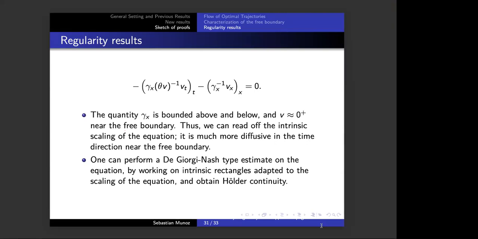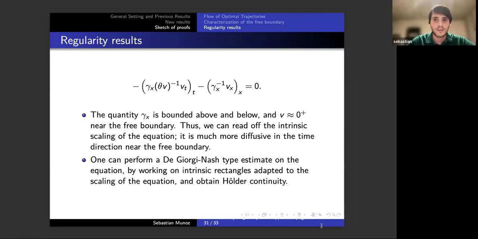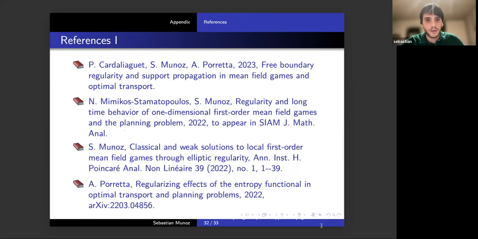Okay, so I am just giving some ideas of how this analysis works. I cannot get into all the details, but these are some of the ideas. This is what I had prepared. These are the references, and thank you very much for your attention.